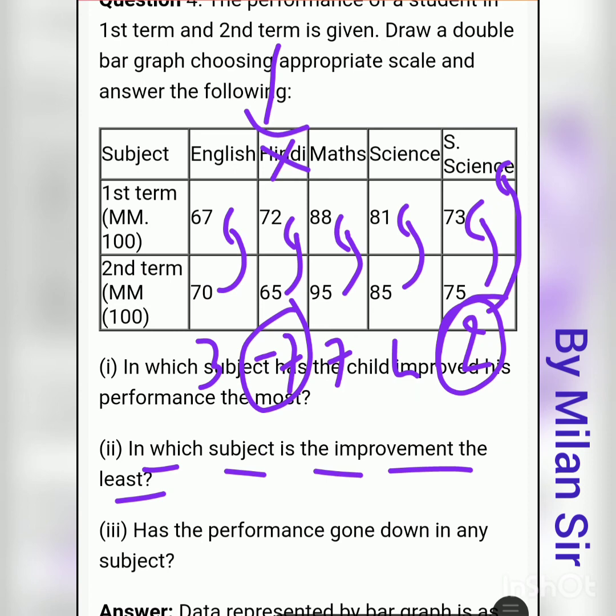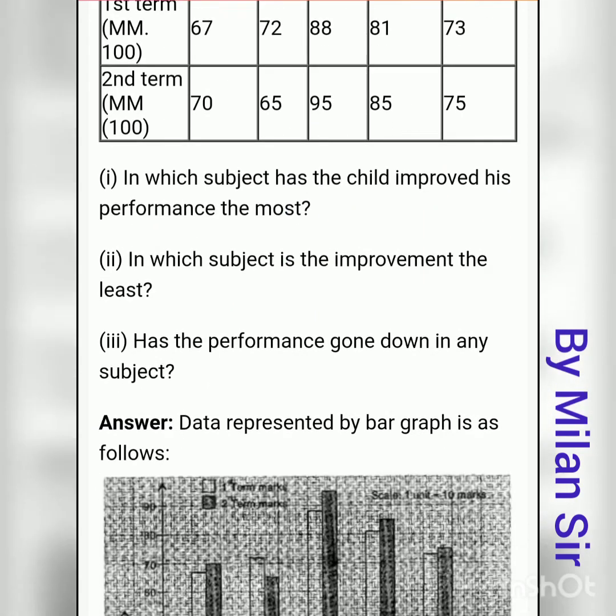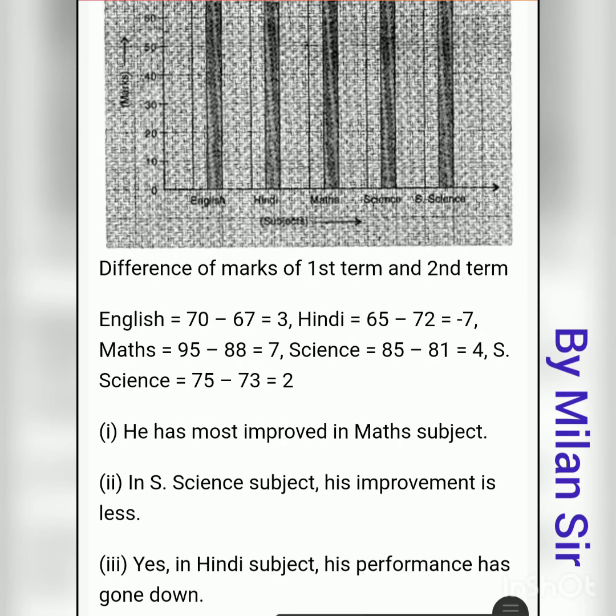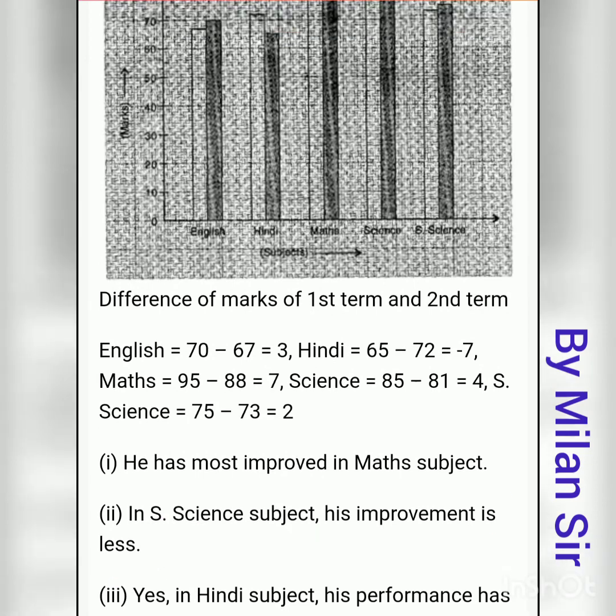Okay, just take care about these things. We cannot write Hindi because in Hindi the child does not improve anything. The marks decrease in Hindi. So we do not need to consider Hindi, but the minimum improvement is in social science and it is of 2 marks. So our answer to the second question: in the social science subject his improvement is less.